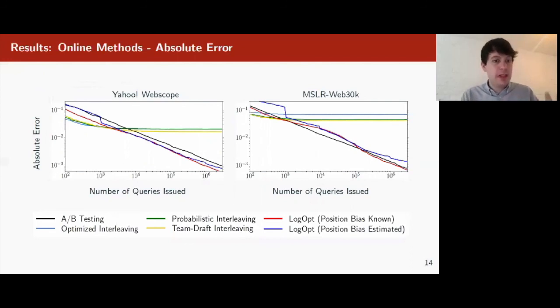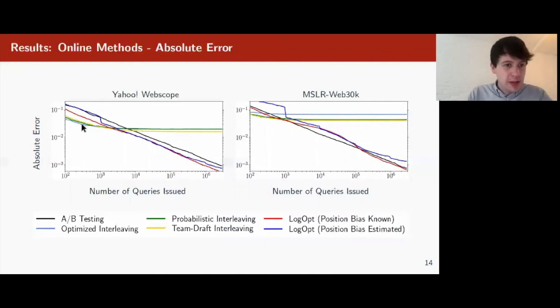So what you see here is, note the log scale on the y-axis showing the absolute error, and the x-axis showing the number of queries issued. This black line here is A/B testing. If we look on the left on Yahoo, we see it's the slowest of all these methods, but it's unbiased. It leads towards a 0 error, as you can clearly see.